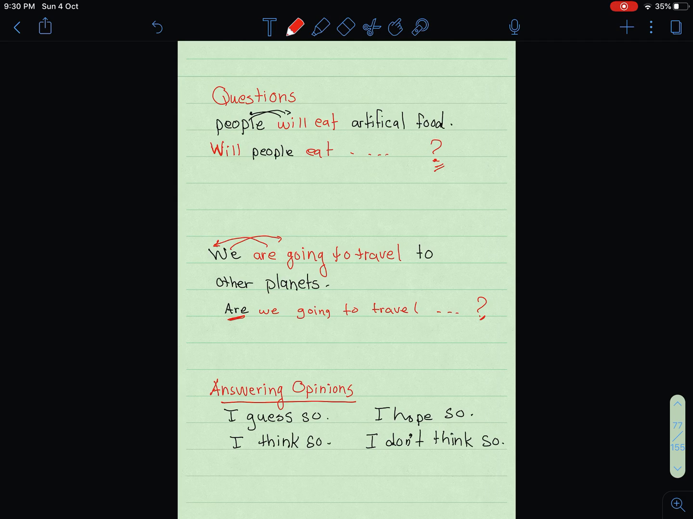So will people eat artificial food? I guess so, I think so, I don't think so. Are we going to travel to other planets? I hope so, I don't think so, and so on. Okay, because of course they are all predictions about the future, so we are not sure if the answer is yes or no.